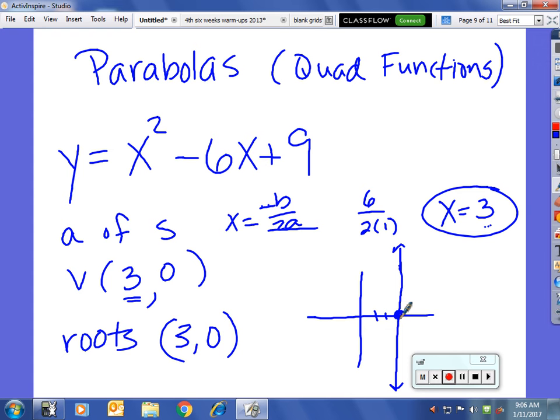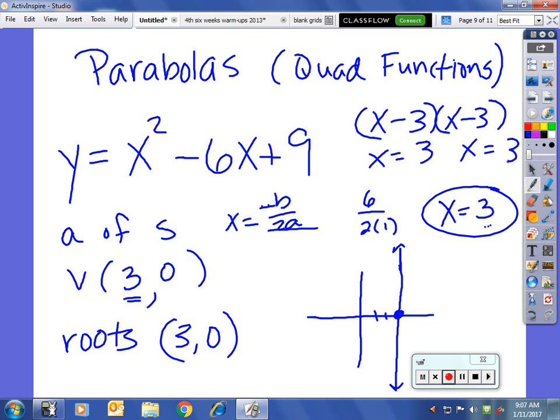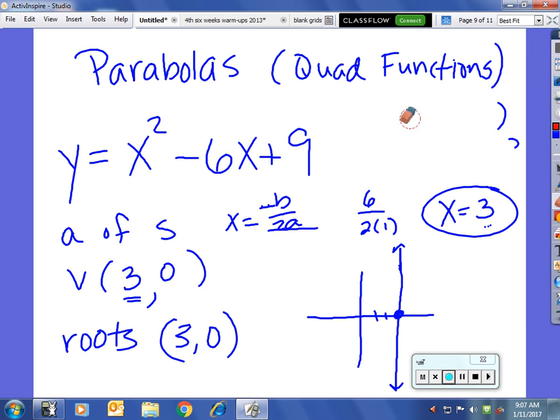If this were a factoring problem, I'm just going to tell you what this would have factored into. If we were trying to find the roots by factoring, which was what we learned way before Christmas, this is what it would factor into. We get the same two factors, so we get the same two solutions for x. Okay, so this is one of those weird cases where the root and the vertex are the same point.